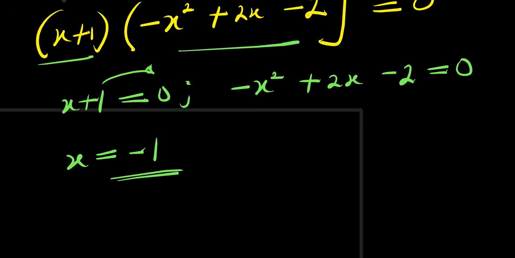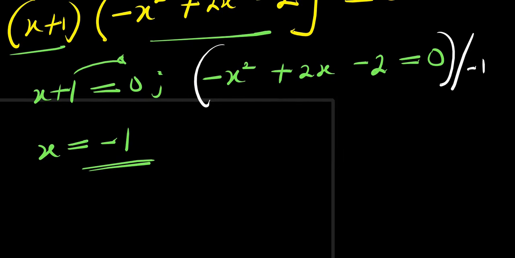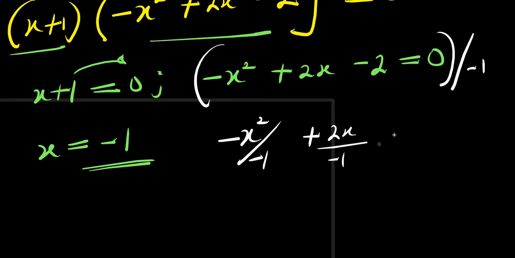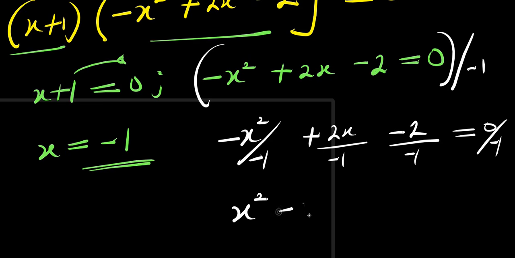Now, to solve this quadratic equation, I need to divide each of these coefficients by negative 1. Because the coefficient of x squared here is negative, I need to change it to positive by dividing each of the terms by negative 1. So I have negative x squared divided by negative 1 plus 2x divided by negative 1 minus 2 divided by negative 1, 0 divided by negative 1. So this will give us x squared minus 2x plus 2 equals 0.